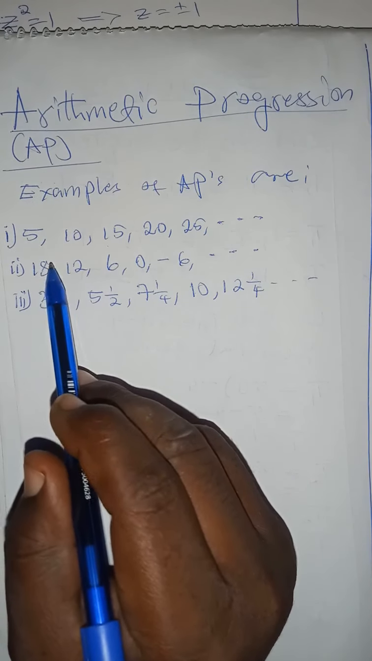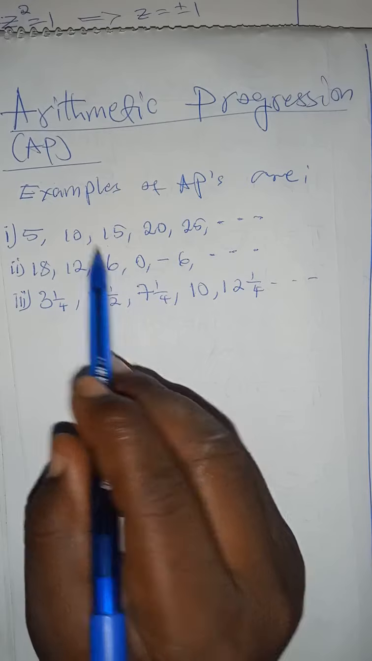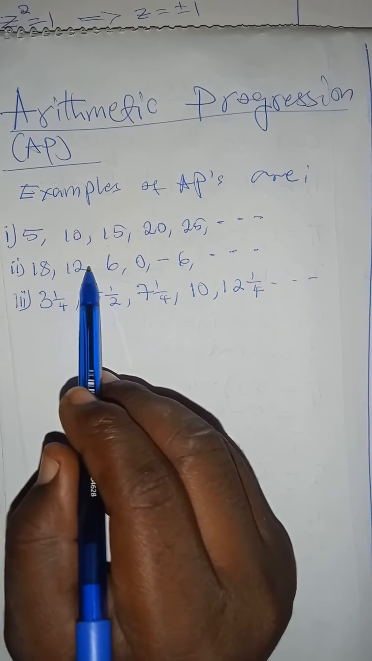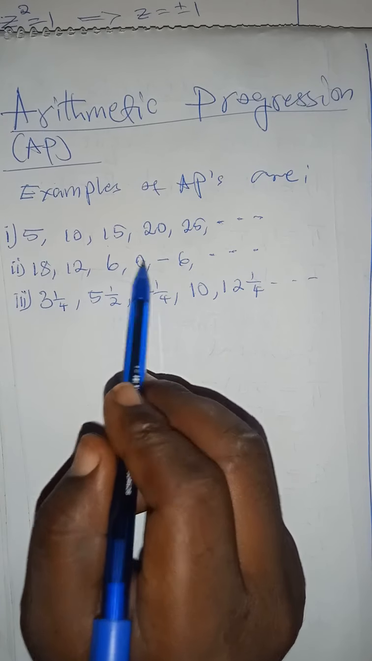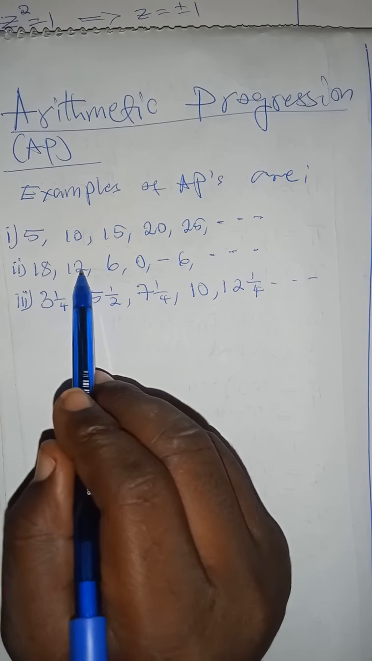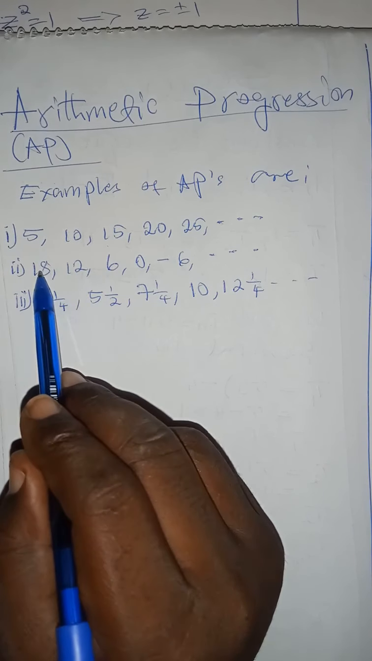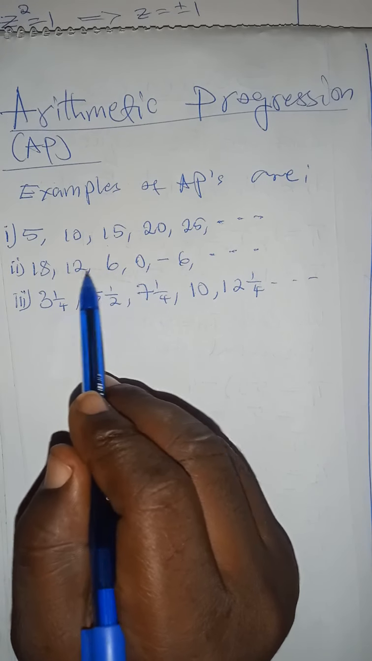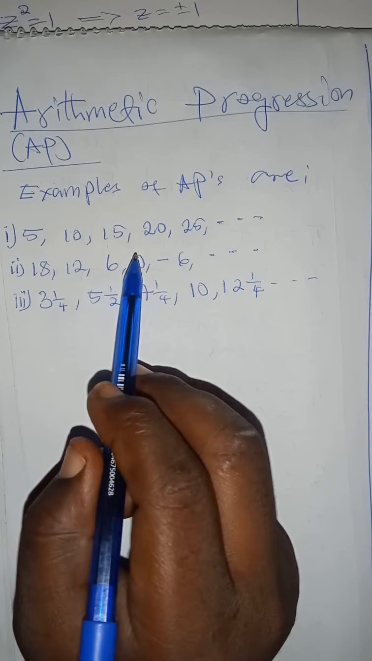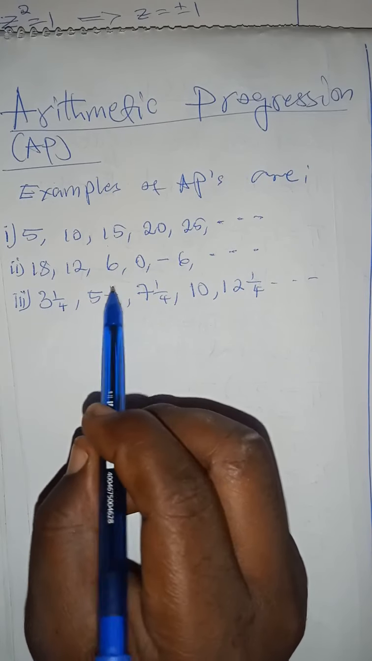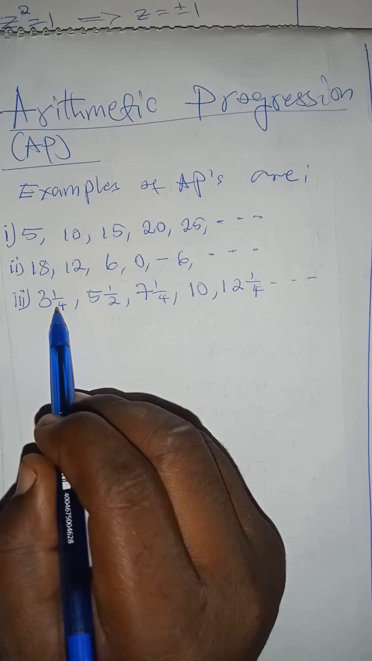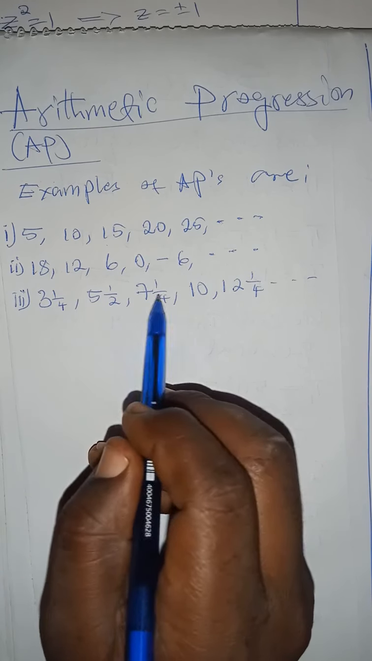This second one, you see, is actually decreasing, unlike this one. This one is increasing, this one is decreasing. This one is decreasing by 6, 6, 6. So the second term is obtained by removing 6 from the first term, and so on. So this is an arithmetic progression with a decreasing sequence. This one is also an arithmetic progression, but it is increasing, right?